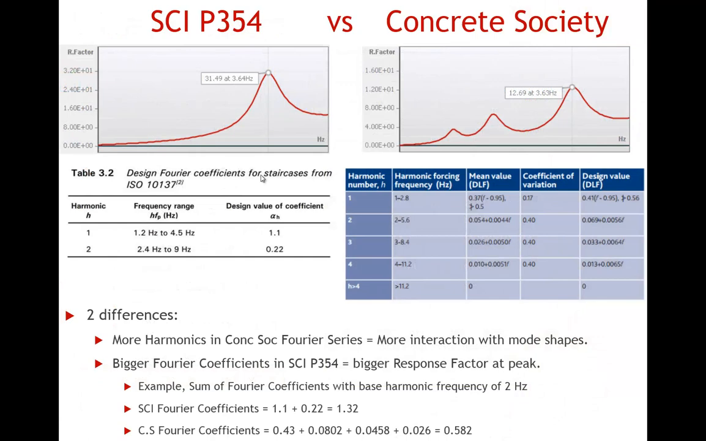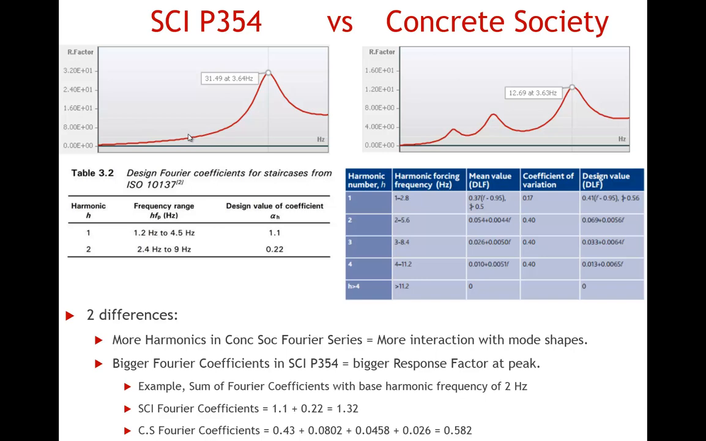So here are the two graphs. The figures are actually slightly different here. It's the exact same model and the same analysis. I've just used different load factors while calculating the mode shapes. So you get 31 in the SCI for the response factor and 12.69 in the Concrete Society. There are basically two differences between these graphs, and they're both caused by the Fourier series that the two different approaches use. The first difference is that we get these nice little peaks here in the Concrete Society, and we don't get them in the SCI approach.